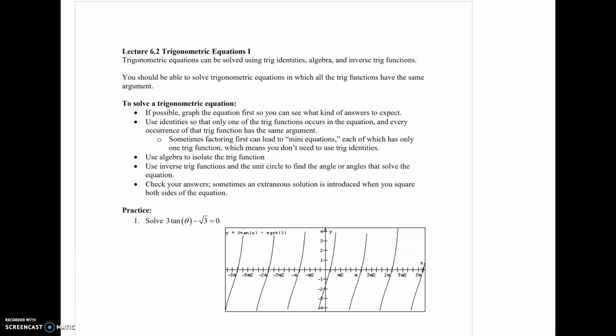One of the big tricks is to use identities so that the equation has only one trigonometric function and only one type of argument in every occurrence of that one trigonometric function. Then solve the resulting equation algebraically to isolate the trigonometric function and use the inverse trigonometric function to find the angle or angles that solve the equation. That's it. So let's practice a little bit with practice number 1.